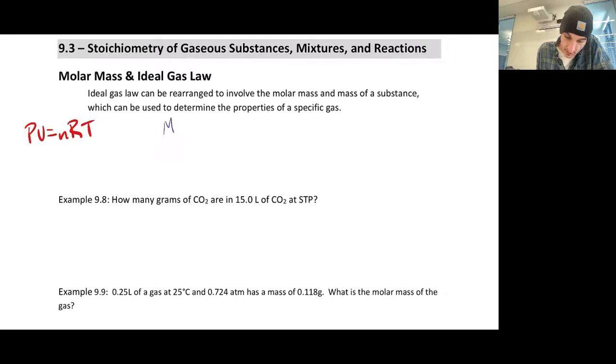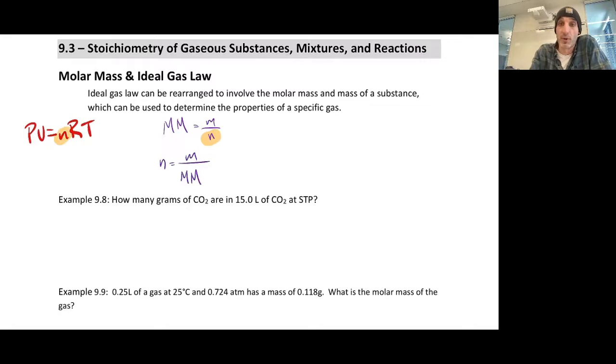So let's take a look at molar mass. Molar mass, the units are in grams per mole. Grams is a mass, and moles, we use n typically for those. And we see that we have moles in common. What this means is I can rearrange this equation and substitute in n. So let me rearrange my molar mass equation: n is equal to mass over molar mass.